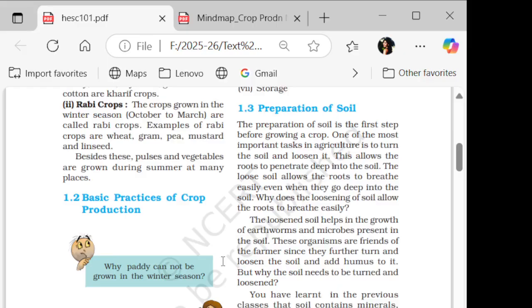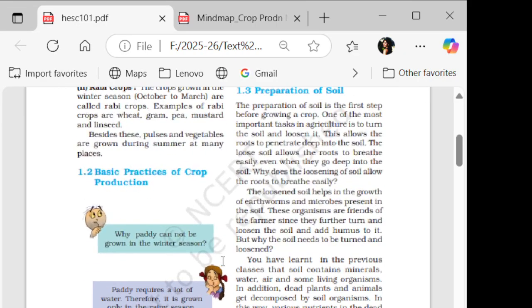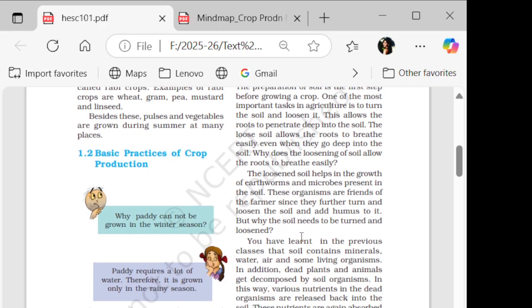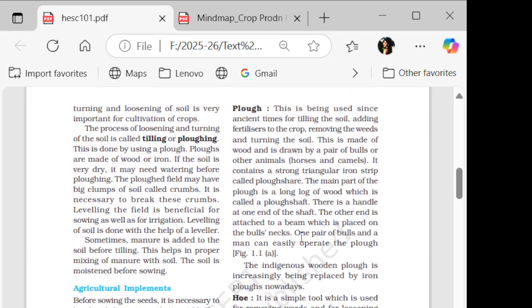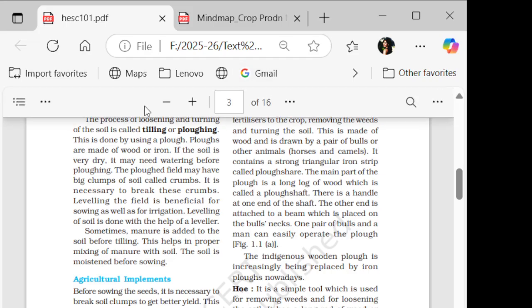Now see, first of all, before sowing the seeds, the farmers need to prepare the soil. Now how to prepare the soil? The soil has to be loosened and made soft. Why? So that in soft soil the seeds can get inside, and they can get enough air and water, and the seeds can respire properly. The process of loosening and turning soil is called tilling or plowing.